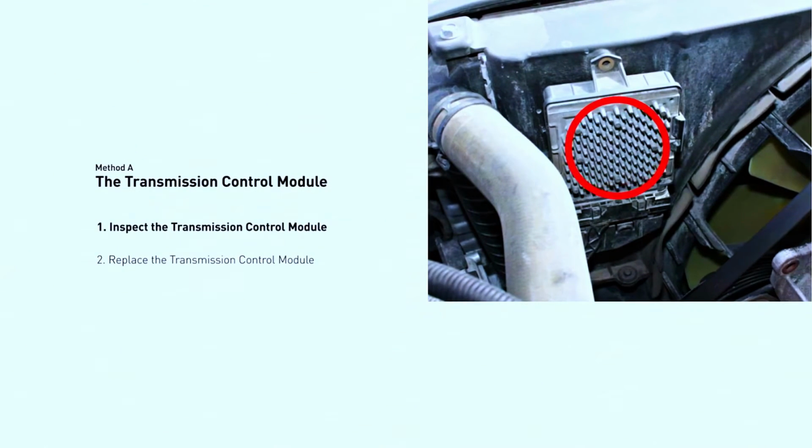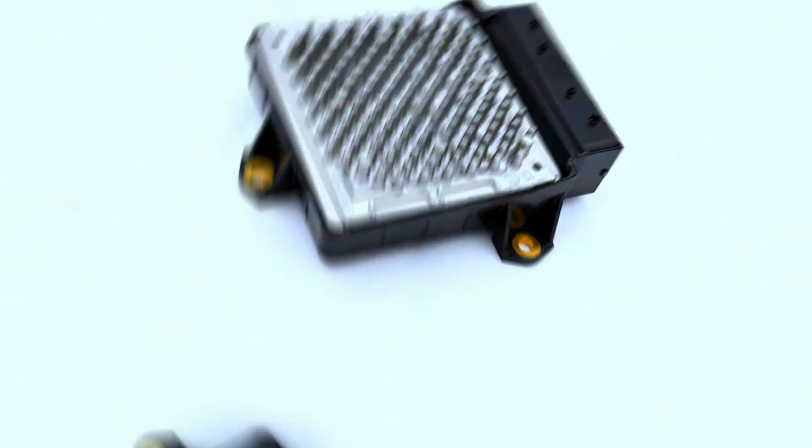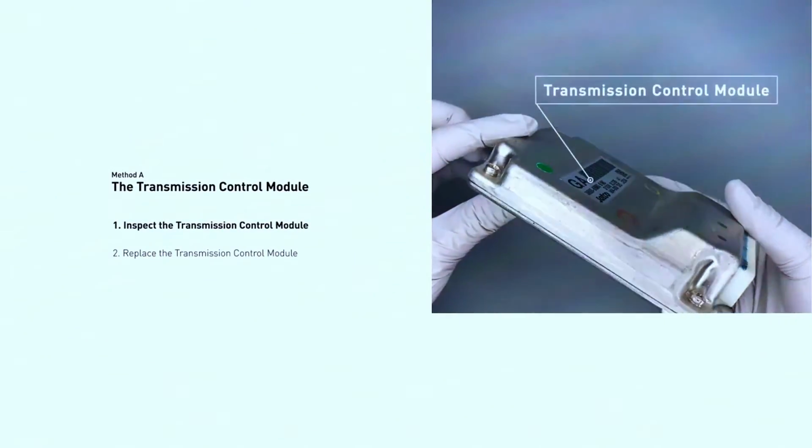Test the transmission control module. If the wiring looks good, the TCM might be at fault. Using a multimeter, check for proper voltage and continuity. If the TCM is faulty, it may need to be replaced.